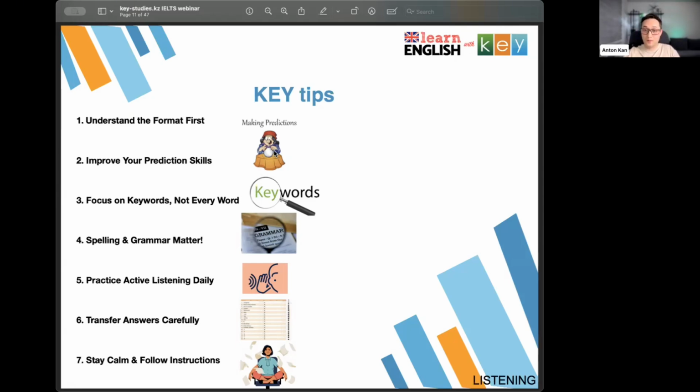Spelling and grammar matter. Incorrect spelling means wrong answer. While writing your answers, also remember to check the singular and plural forms. For example, if you write 3 book, this is going to be an incorrect answer. That should be 3 books, of course. And don't forget to capitalize proper nouns like London, which should start with capital L.